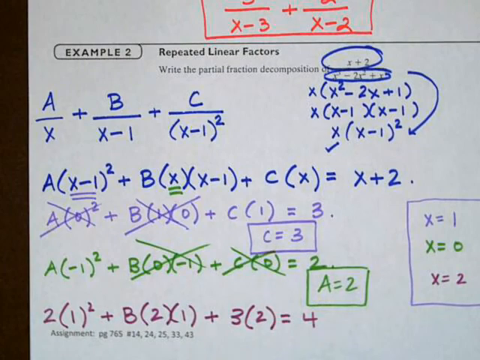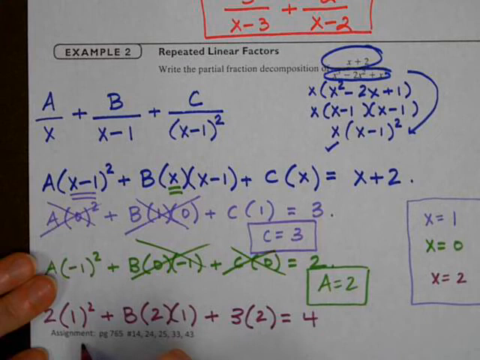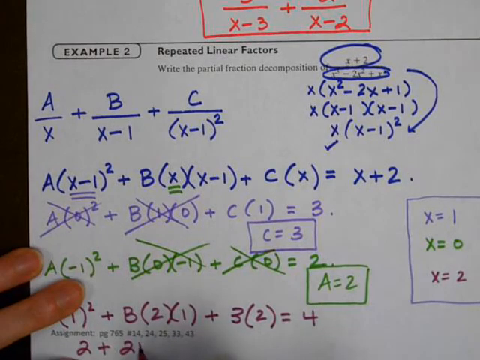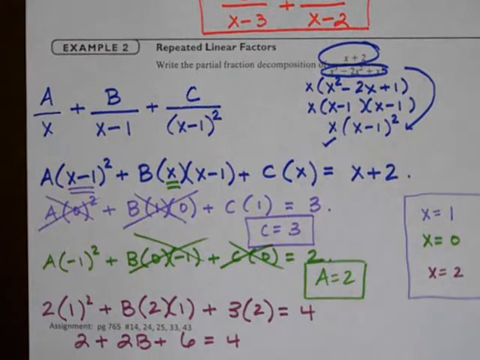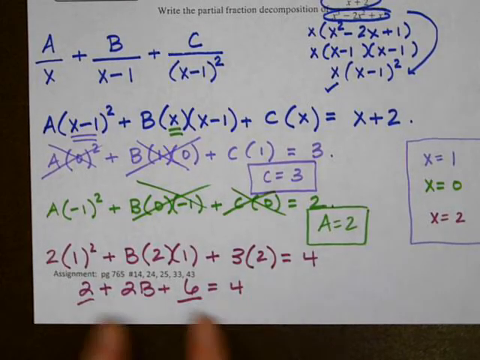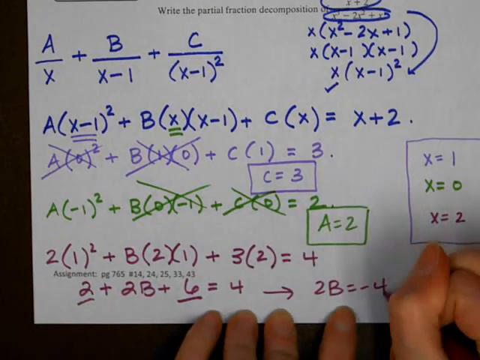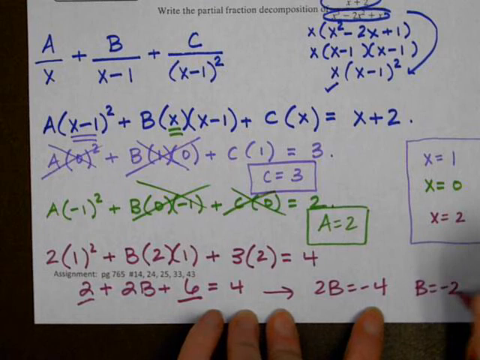Okay, so we plugged in a lot of stuff there, and now you guys can find b. So what is this? 2 plus 2b plus 6 equals 4. And then if you add like terms, this gives you 8. If you subtract 8 over, you get 2b equals negative 4, so b ends up being negative 2.